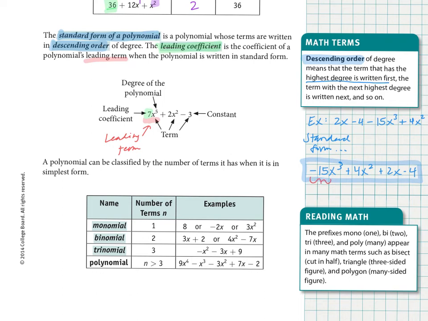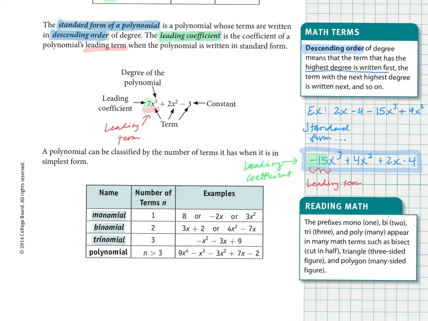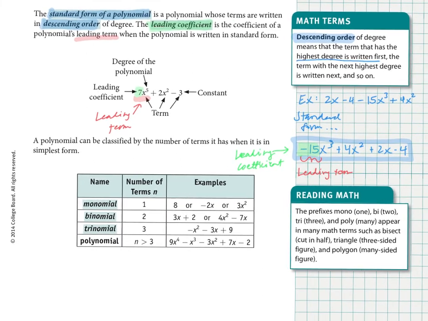All right, so our leading term is negative 15x to the third. So that would make our leading coefficient negative 15. So I'm going to write that down. So that is our leading coefficient. It's good to practice this on different examples because we're going to see them in the future. So let's keep going with all this new vocabulary.